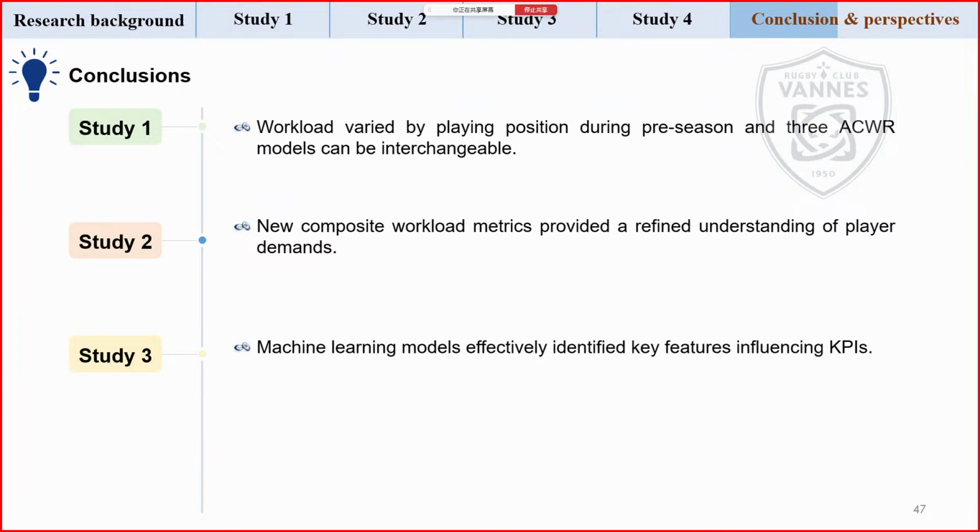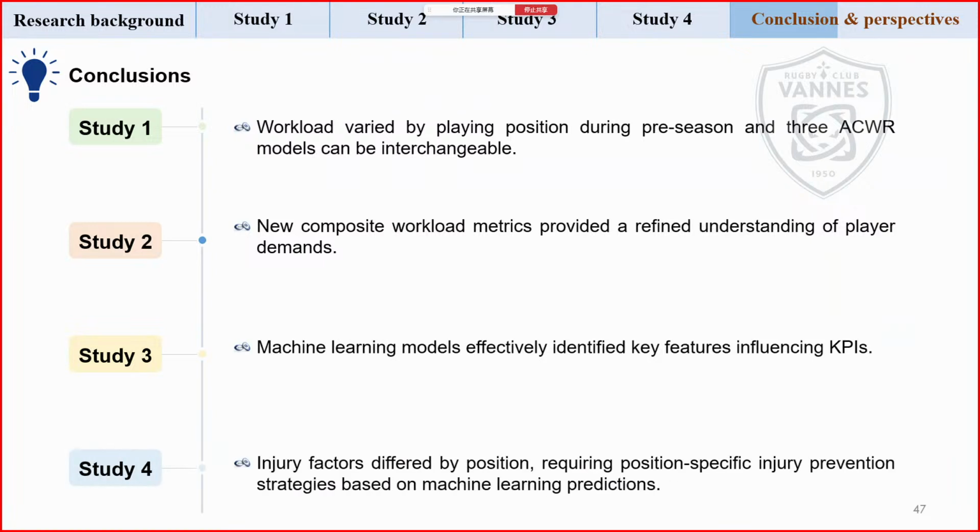In study 3, machine learning models effectively identify key features that influence KPI, which helps optimize performance. In study 4, we found injury factors differed by position, highlighting the need for position-specific injury prevention strategies based on machine learning algorithms.